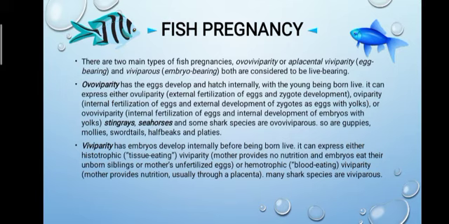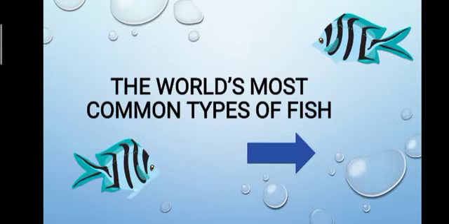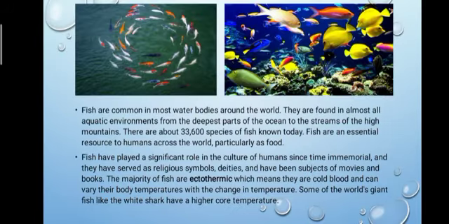So in this second type of fish pregnancy, viviparity, it can express either histotrophic or hemotrophic. Also, it can express through tissue-eating and blood-eating. Let's continue about the world's most common types of fish. Next slide. There are two pictures regarding the several types of fishes.